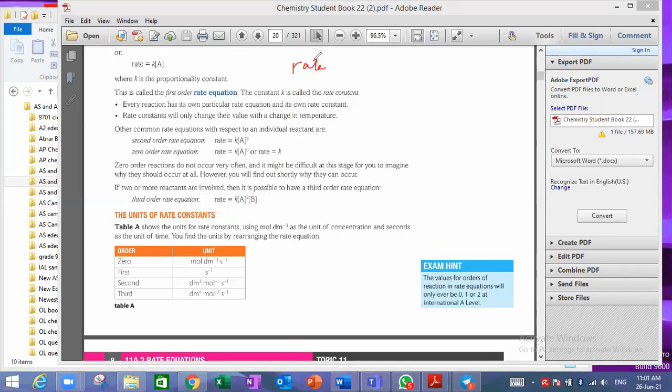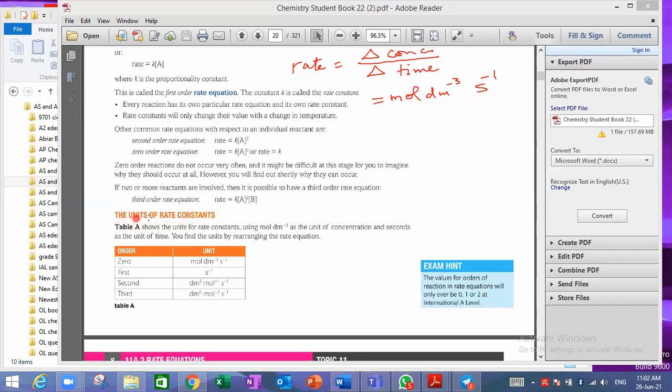If we want to look at the units of the rate constants, we know that the rate is the change in concentration by the change in time. This means that the units of any rate is mole per decimeter cube, second minus 1. The units of the concentration is mole per decimeter cube, and the time is in seconds, so we get second minus 1. Always when they ask about the unit of any rate, it is mole per decimeter cube per second.